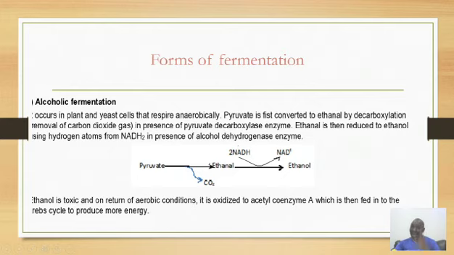Ethanol is then reduced to ethanol. Remember, when we talk of reduced, that means hydrogen atoms are added. Reduction could be the addition of hydrogen atoms. So where do the hydrogen atoms come from to reduce ethanol?